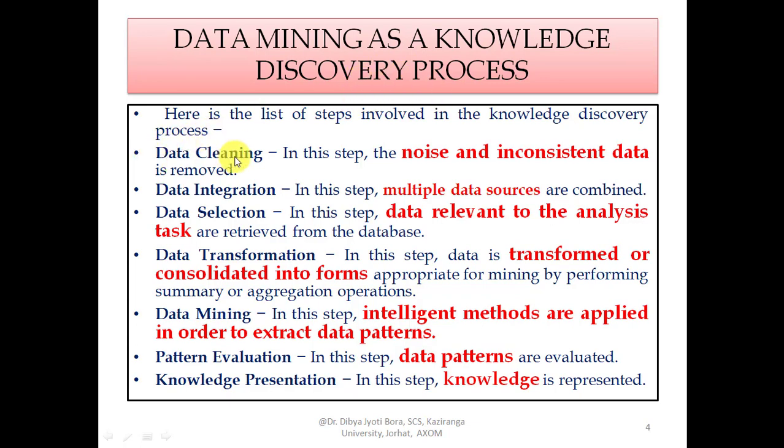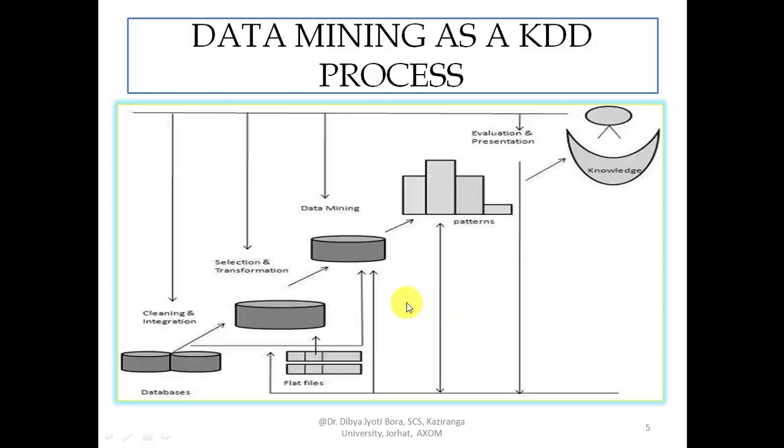So you have seen that in data mining as a knowledge discovery process, we have several steps: data cleaning, data integration, data selection, data transformation, data mining, pattern evaluation, then knowledge representation. Well, this will be represented through a diagram. You can take a screenshot of this page. You'll see that the steps are represented like this: cleaning and integration, selection and transformation, then data mining, then patterns, evaluation of the patterns, and ultimately we have the knowledge.